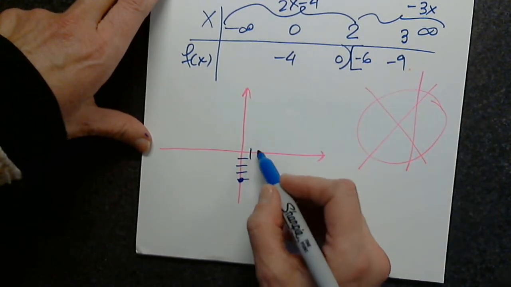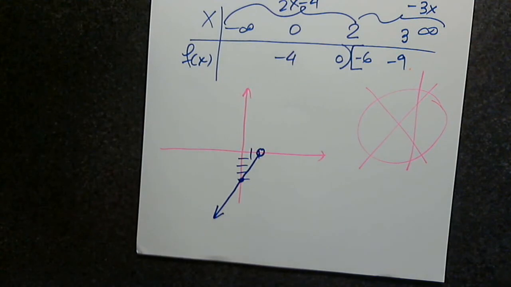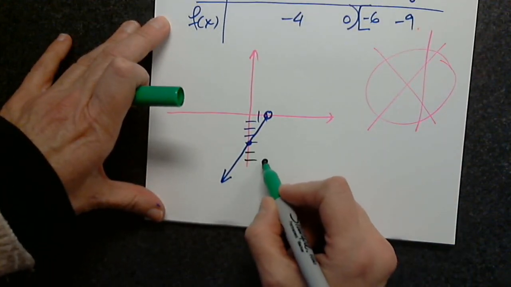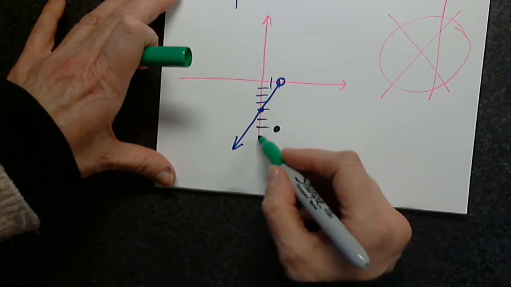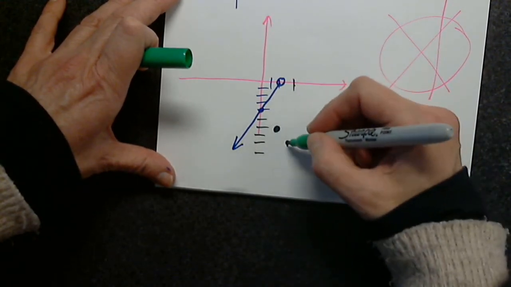And (2, 0). So this is the graph on the left-hand side, and it's done. You cannot plug in anything else. It's finished. Now (2, -6) is this point, and (3, -9) is this point. So here's the graph.